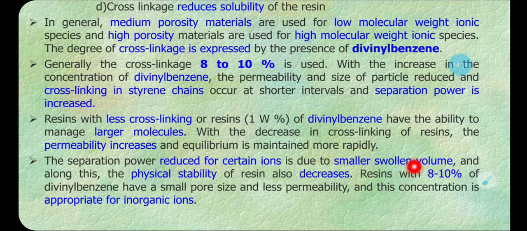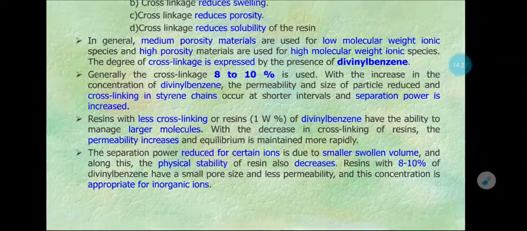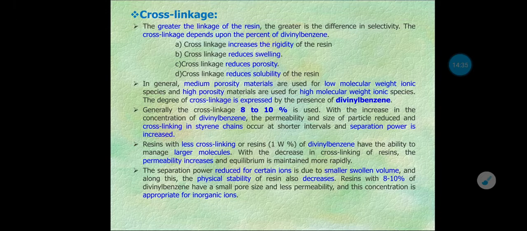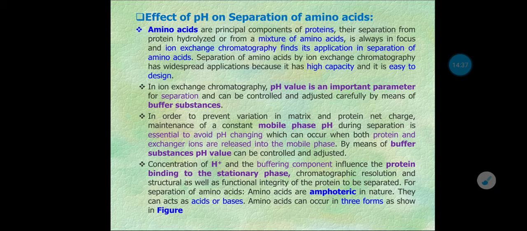Resin with 8 to 10% of divinyl benzene has a small pore size and less permeability, and this concentration is approximately appropriate for inorganic ions. So the degree of cross linkage is also one of the important parameters to decide the quality of the stationary phase or resin. Here we stop the lecture.